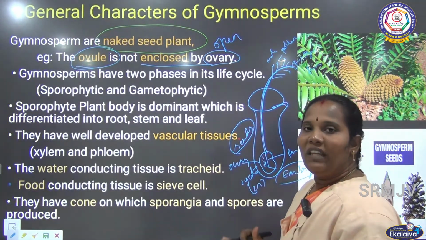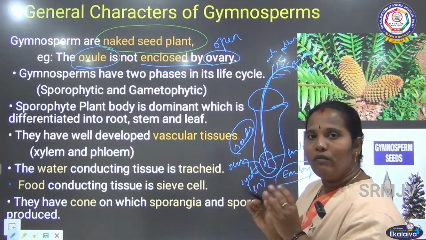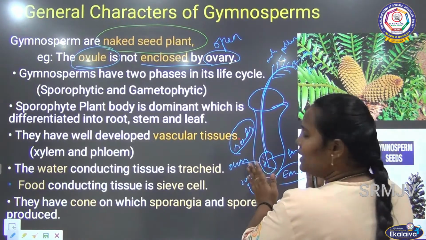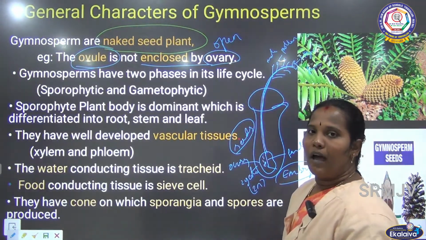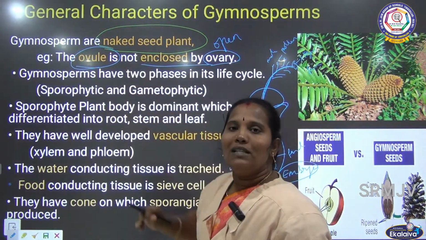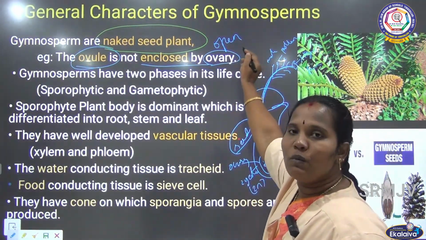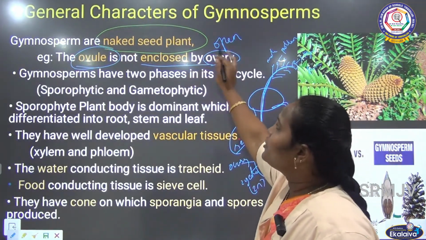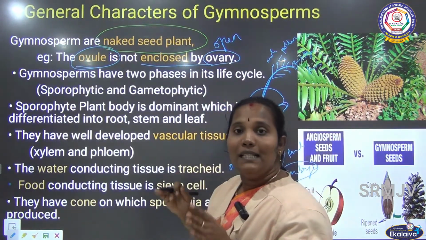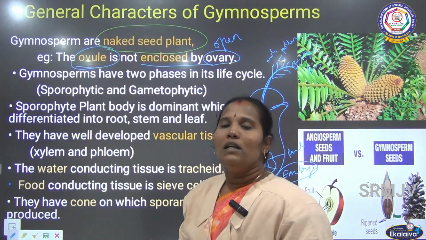So if it is an angiosperm, that means a flower, the ovules are present inside of the flower. The ovule enclosed by the ovary is called the closed seeded plant. But here we have to see the gymnosperm, the open seed. Open seed means we can see the seeds on the outside. They are visible.